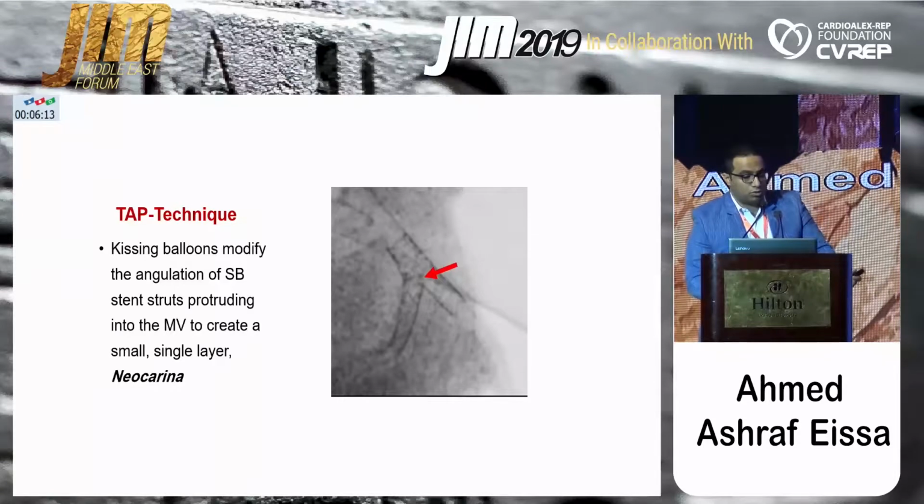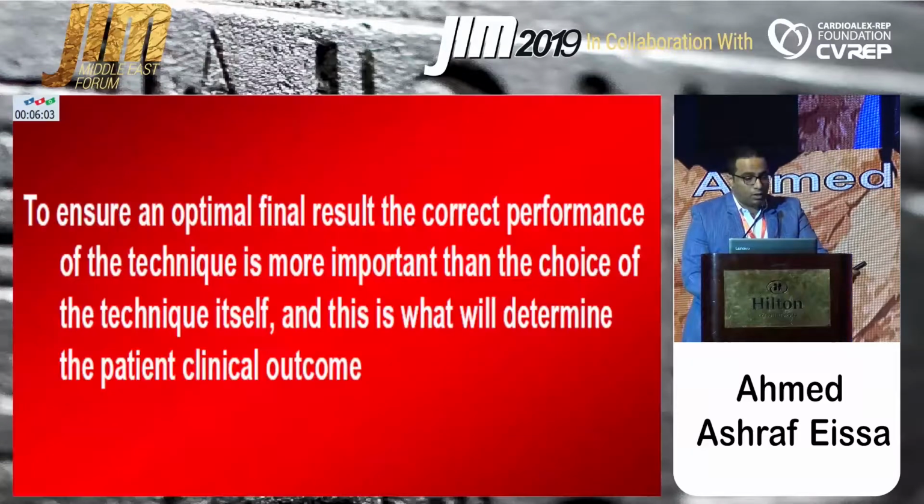This showed the kissing balloons modified the angulation of the side branch stent struts protruding into the main vessel to create a small single layer, the new carina, as we see here. To ensure an optimal final result, the correct performance of the technique is more important than the choice of the technique itself, and this is what will determine the patient's clinical outcome. Thank you.